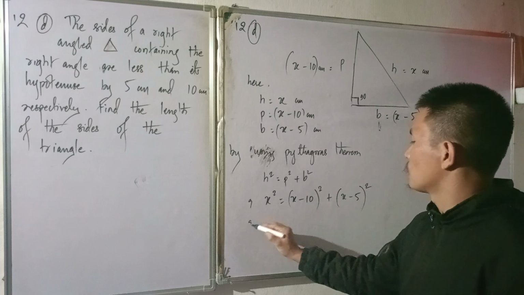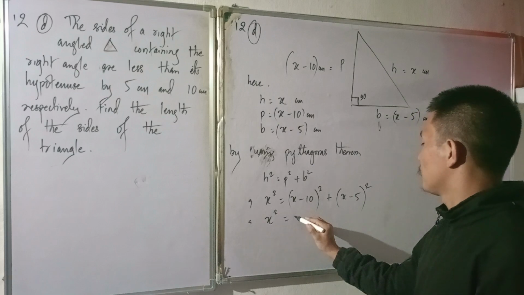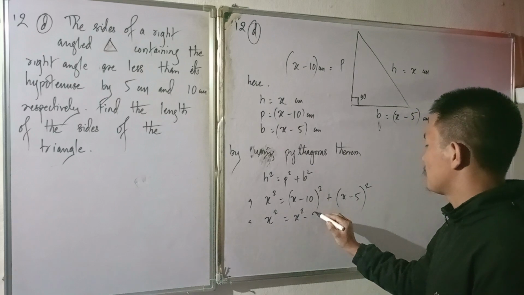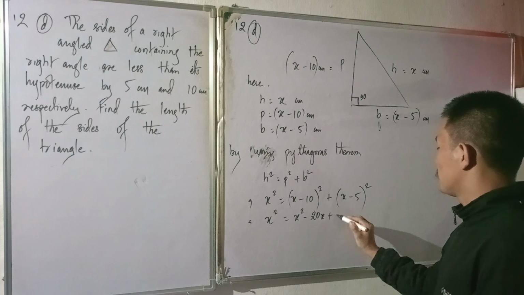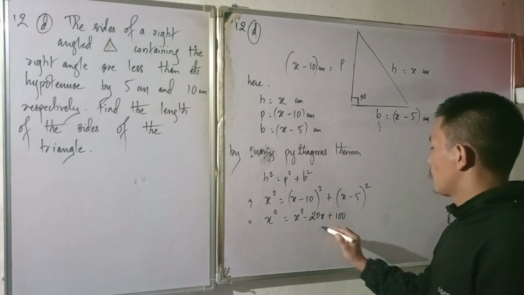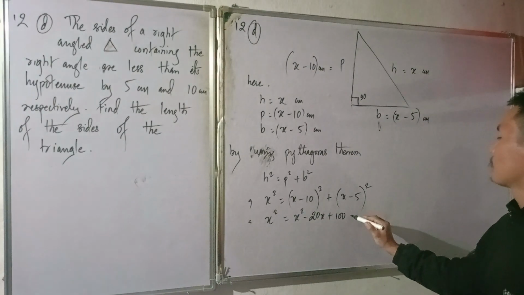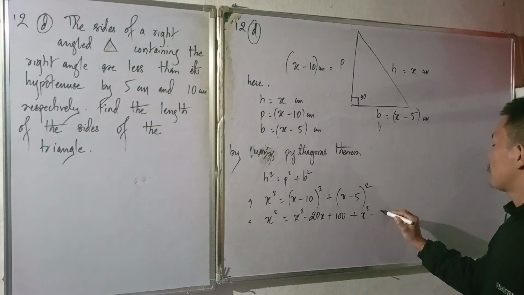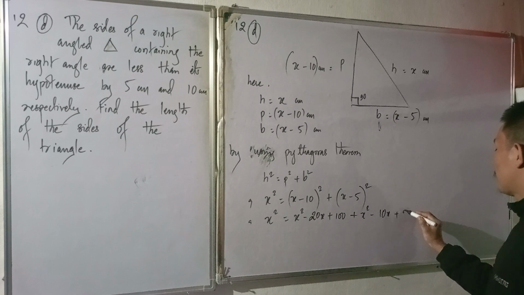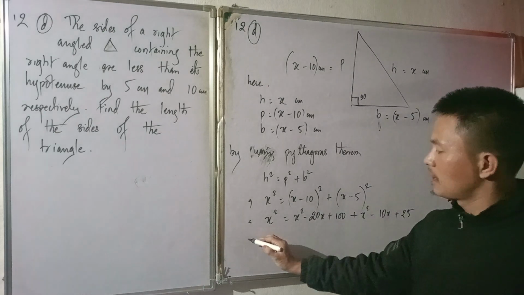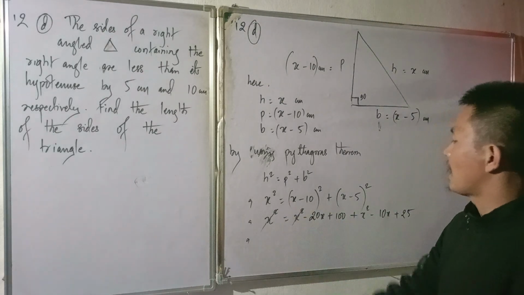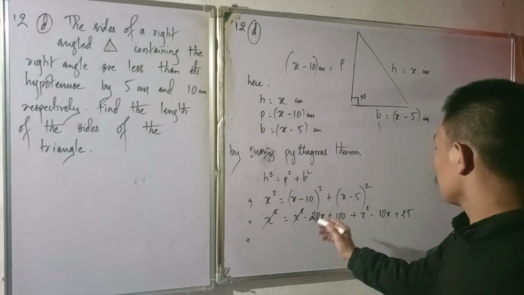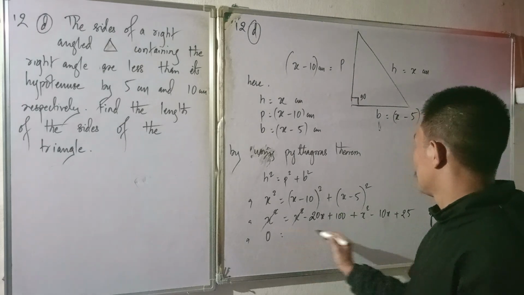Okay, so x square is x square. Here x square minus 2 times 10, 20x, plus 100, 10 square we get 100. Now x square minus, you just expand this. 2 times 5 is 10x, 5 times 5 is 25. So this x square will be cancelled. Now the remaining you just operate.